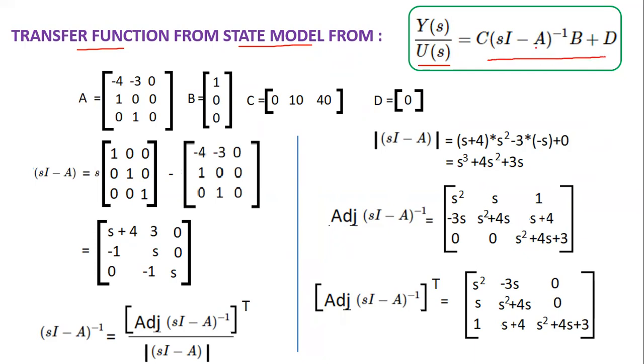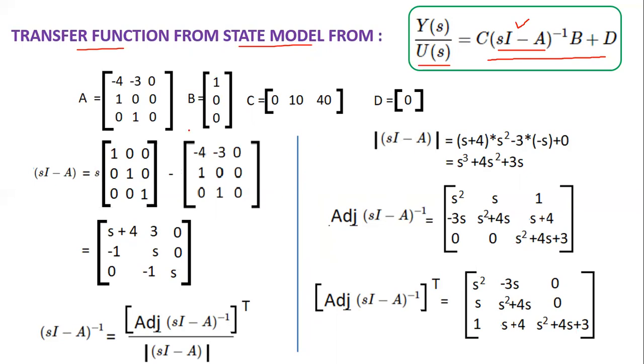So already we know the ABCD matrices. Directly we can substitute, and if we simplify, we will get the final transfer function. If we observe this equation, first we need to find sI minus A, then apply the inverse, then multiply C into this (sI minus A) inverse, and that into B, plus D. That is the final transfer function. In that sequence, we need to simplify and find the transfer function.